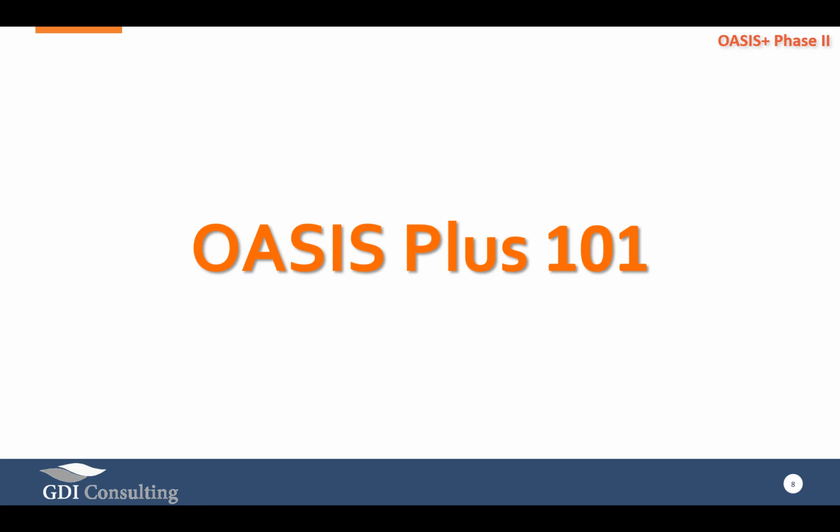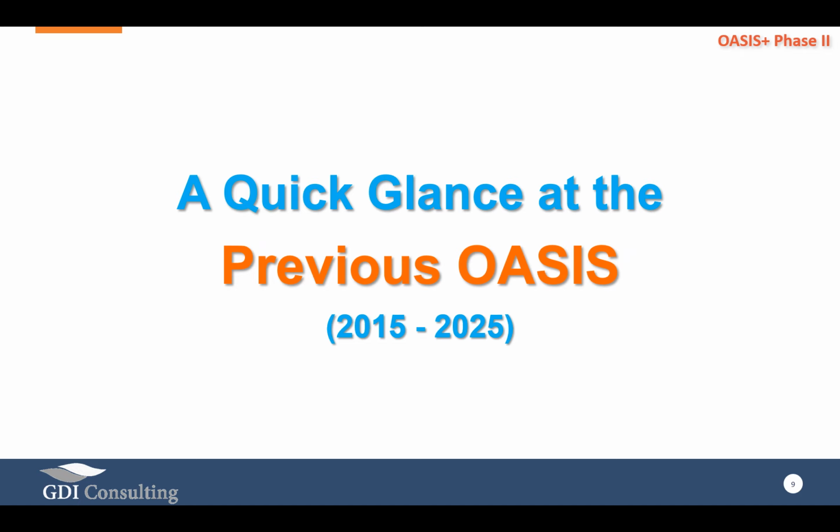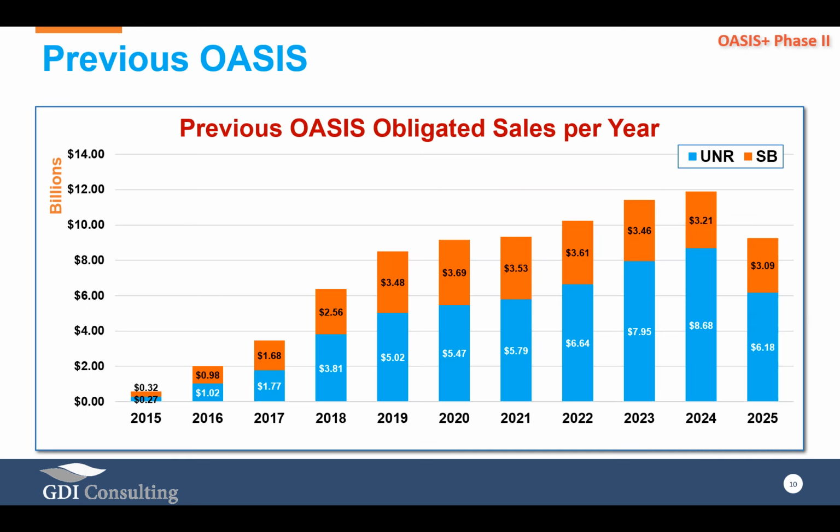We call it OASIS Plus 101. So it's good to take a look at the previous OASIS contract, which ran from 2015 to 2025. These years are approximations, as there were different pools awarded at different times. This is the graph showing the government's spending on this contract during its course of performance. You can see that towards its end, the government was spending about $10 to $12 billion per year on this contract. Blue is the unrestricted contracts spending, and orange is the small business contracts spending.